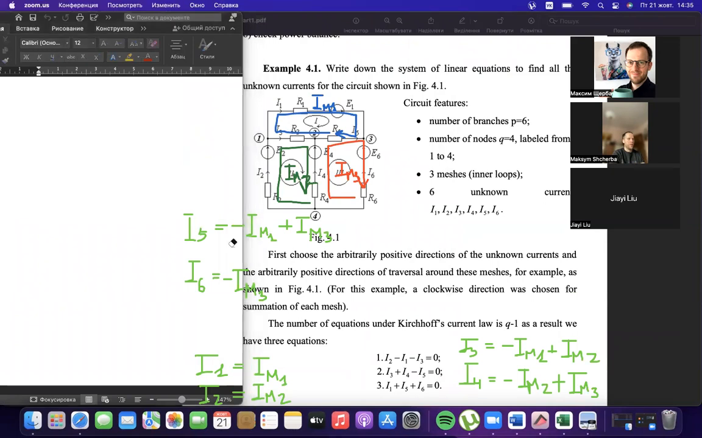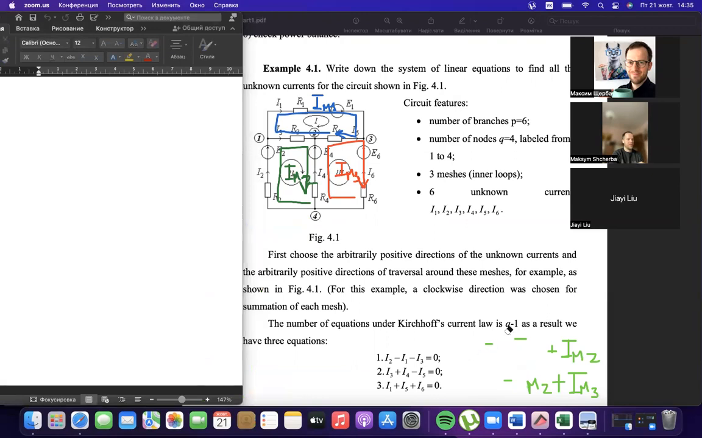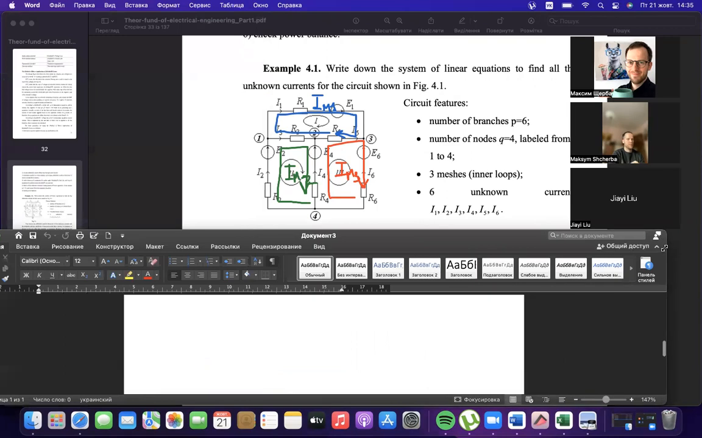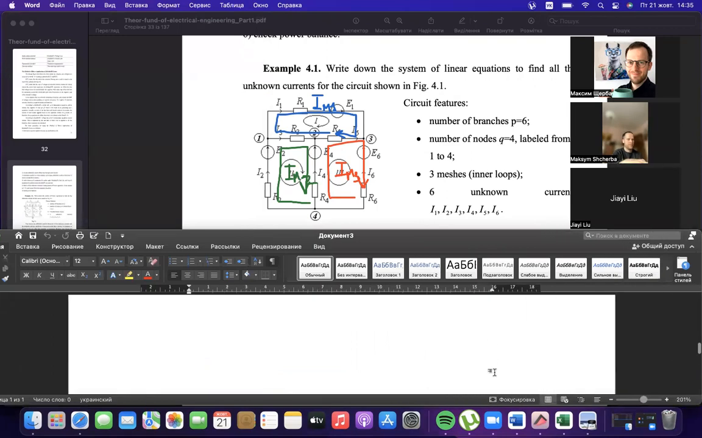I will erase the currents and we'll use this space to write the system. Let it be here. We are writing the same Kirchhoff law. We are writing for each mesh: the total voltage of consumers equals the total voltage of sources.